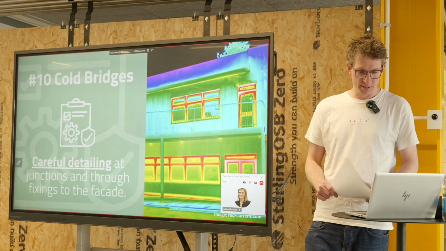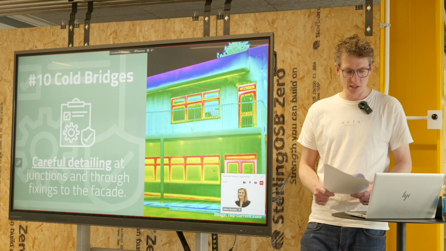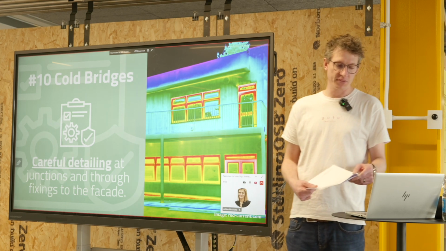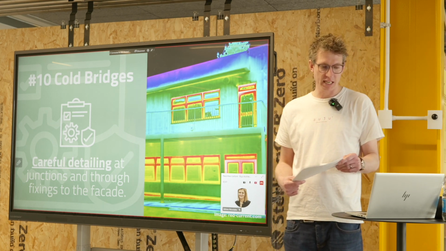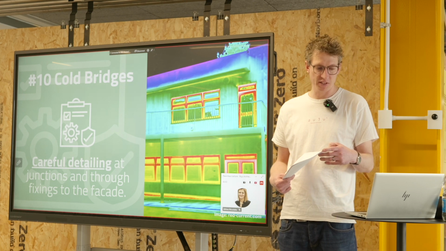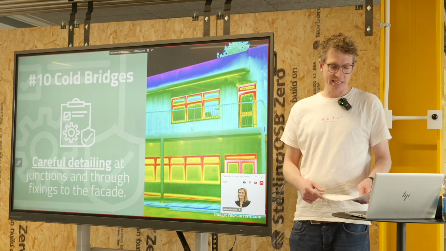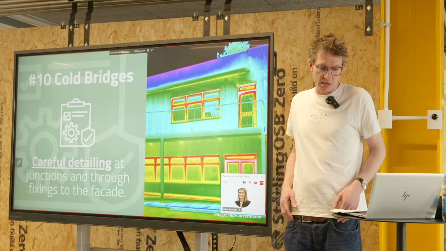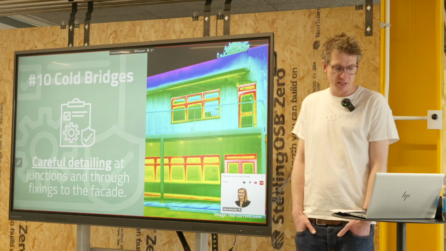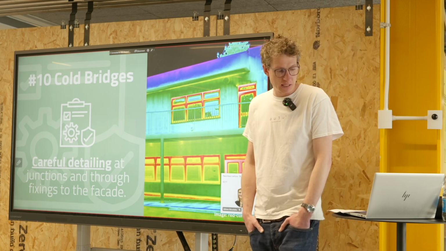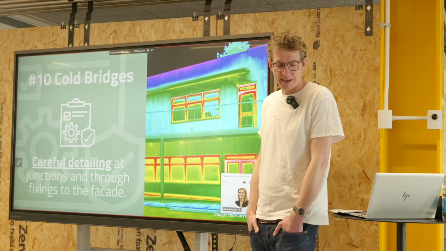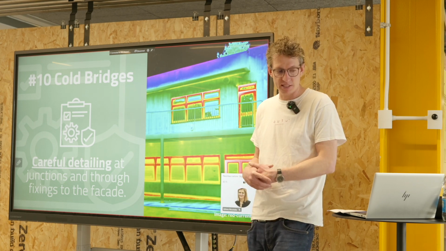Okay, and then number 10, cold bridging. So this is coming down to the detailing now of the building and thinking about where is the heat loss, where are the most efficient bits and the most inefficient bits. So careful detailing basically at junctions and through fixings to the facade is another area that you can get tripped up on in terms of Passive House design.